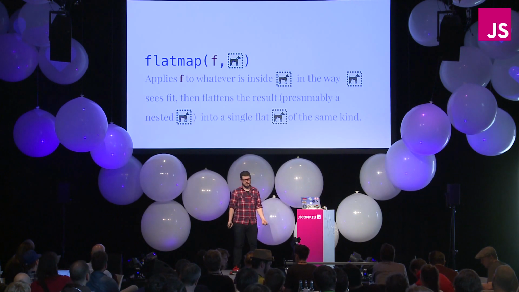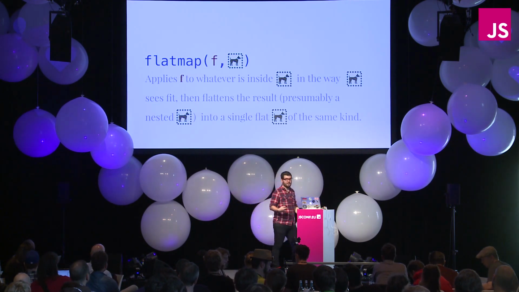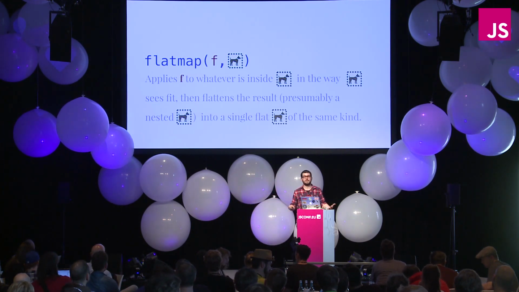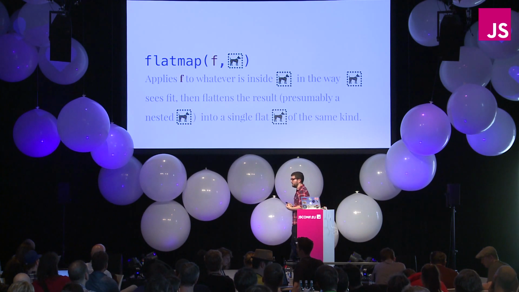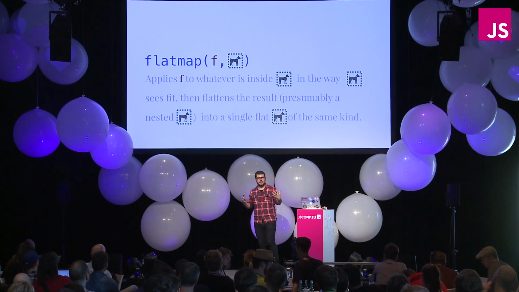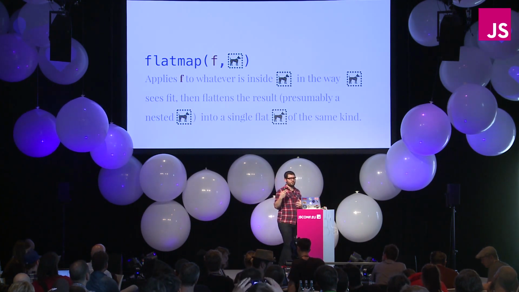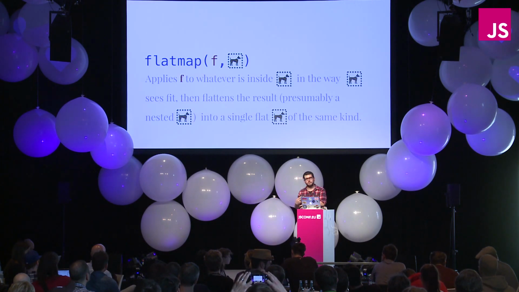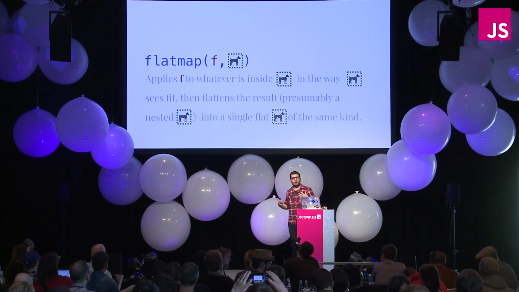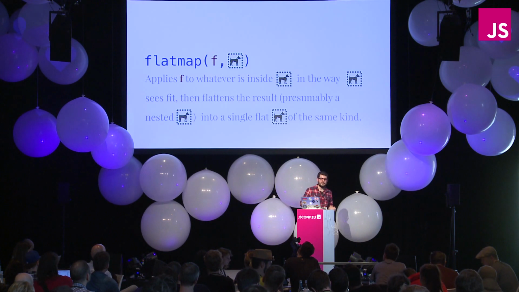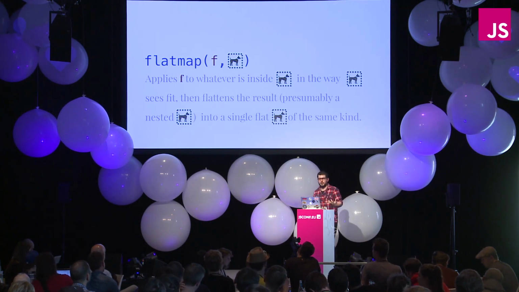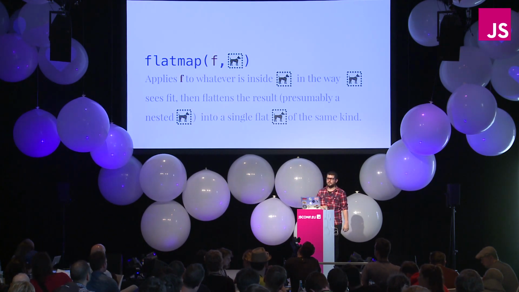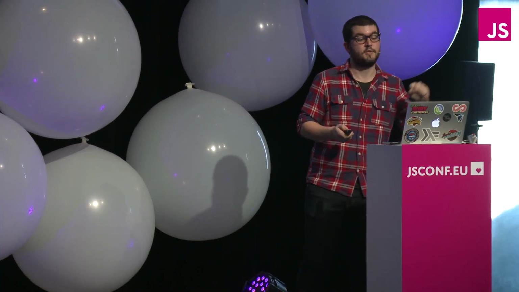Now, flatmap for boxes means that it applies f to whatever's inside the box in the way the box sees fit, just like map, and then flattens the result, presumably a nested box, into a single flat box of the same kind. With its own semantics: futures just wait until one future returns and then do the next thing, or optionals basically give you a sum if everything went well, and a none if something went wrong. So each box has its own semantics.